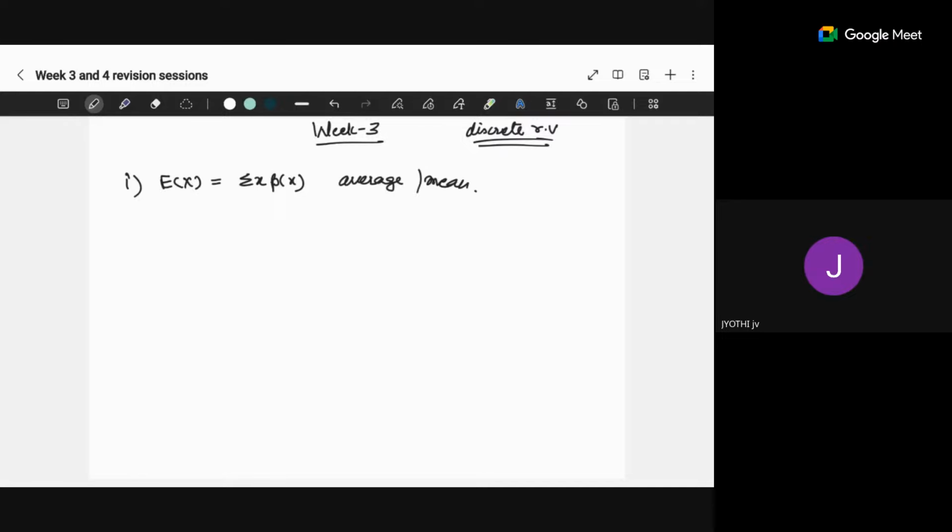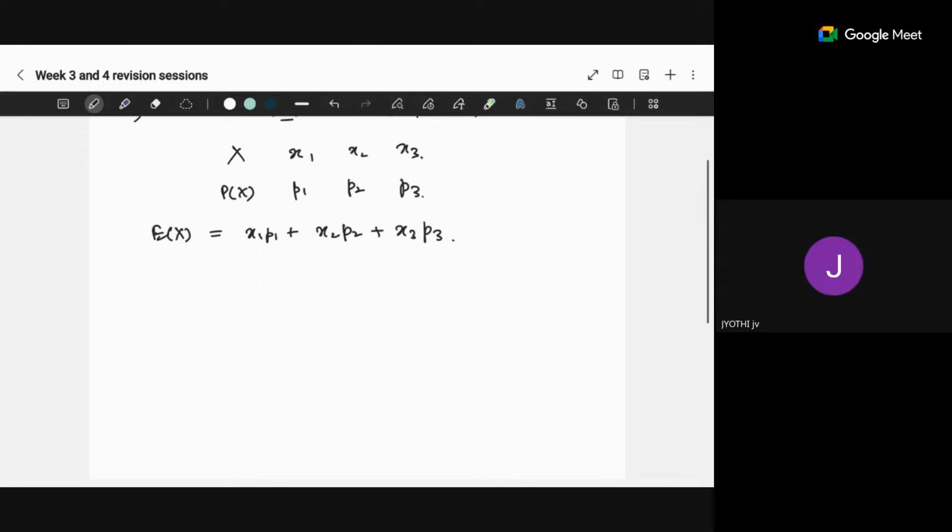Fine. So what is x and what is p(x)? Suppose the values of x are given, like x1, x2, x3, and the probabilities associated with them are p1, p2, and p3. Then how do you calculate the expectation? Expectation will be calculated as x1 into p1 plus x2 into p2 plus x3 into p3 and so on. Fine. Yes, ma'am.